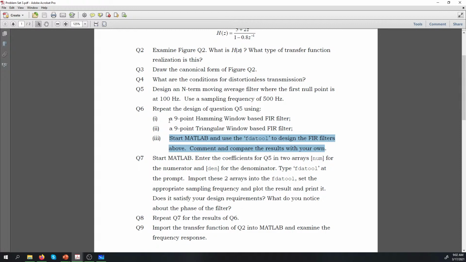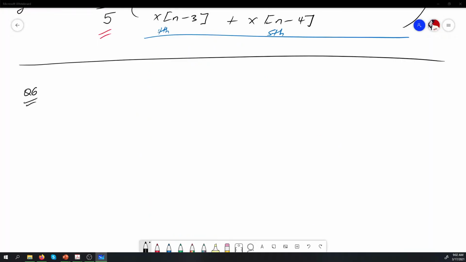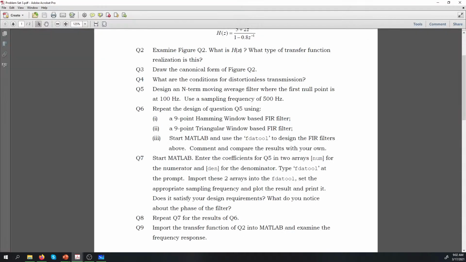So I'm just going to focus on doing the design for the 9-point Hamming window here and the 9-point triangular window as required. Right, so I'm not sure if I might not need a whiteboard here at this point. I think I just automatically generate these, if I'm not mistaken. No, I'm still going to need a whiteboard here because I'm going to have to do a little bit of design stuff. Alright, so let's see how I'm doing this.